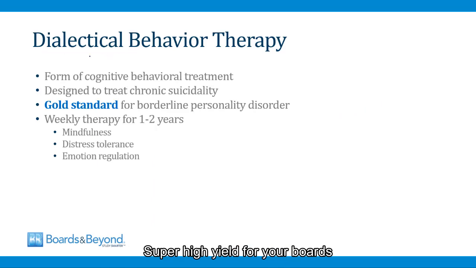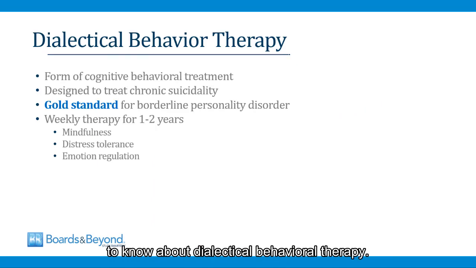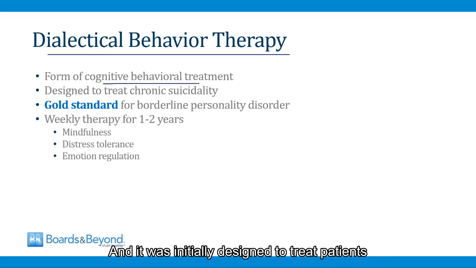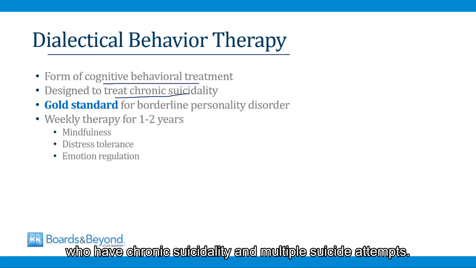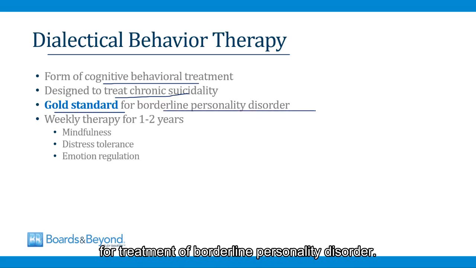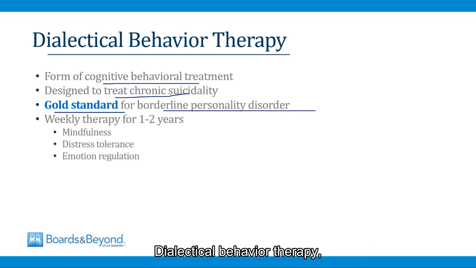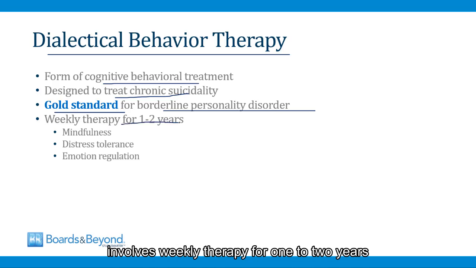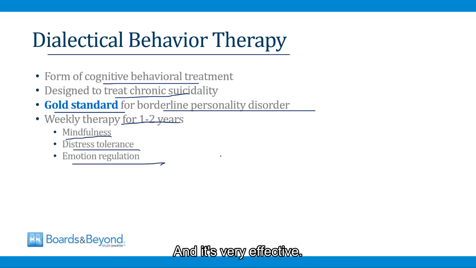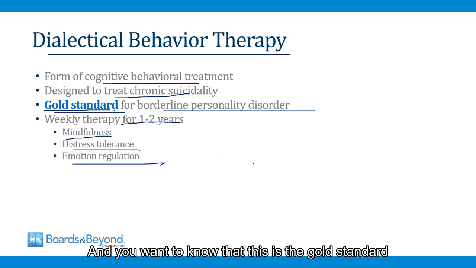Super high yield for your boards to know about dialectical behavioral therapy. This is a form of cognitive behavioral psychotherapy, and it was initially designed to treat patients who have chronic suicidality and multiple suicide attempts. It's been evaluated in clinical studies, and it has become the gold standard for treatment of borderline personality disorder. Dialectical behavior therapy involves weekly therapy for 1 to 2 years, where patients practice mindfulness, distress toleration, and emotional regulation, and it's very effective, and you want to know that this is the gold standard for borderline personality disorder.